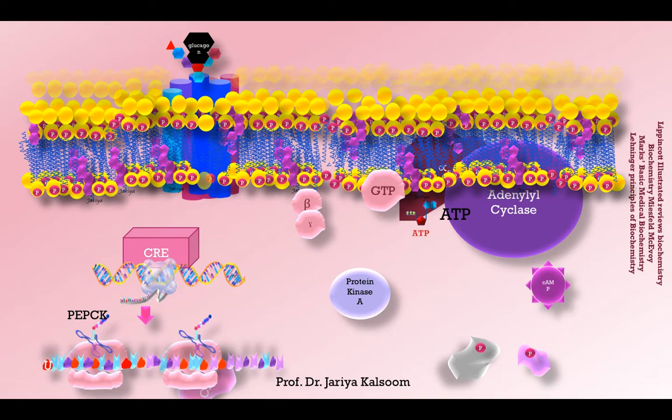The genes for phosphoenolpyruvate carboxykinase and glucose 6-phosphatase, which are key enzymes of gluconeogenesis, are examples of genes upregulated by the cyclic AMP CREB system.